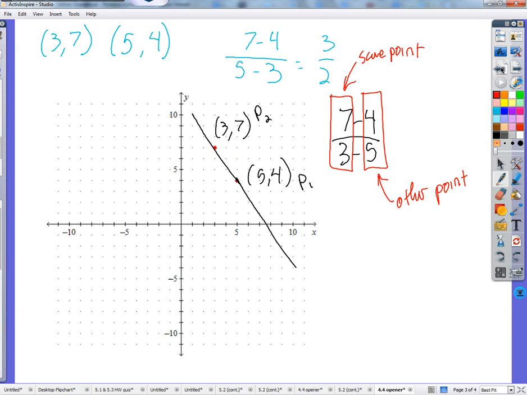If we go back to this example, instead of 7 minus 4 over 3 minus 5, if I do 4 minus 7 over 5 minus 3, this one gives me 3 over negative 2, which is negative 3 halves. And this one gives me negative 3 over positive 2, which is also negative 3 halves. Either way, just the other one is negative, but you still get a negative slope. Either way, it doesn't matter.